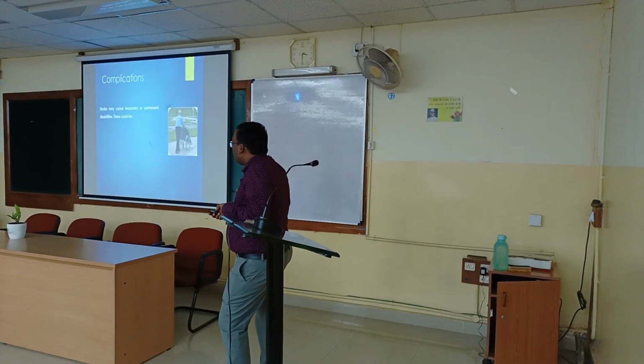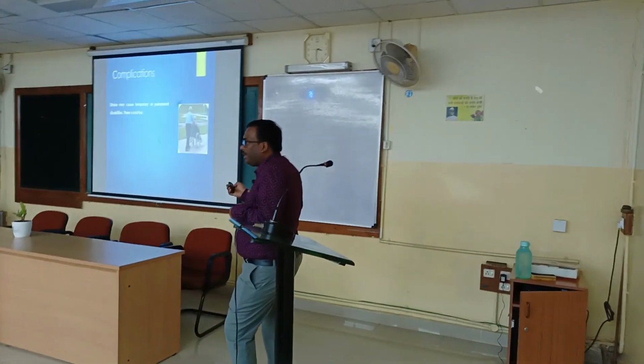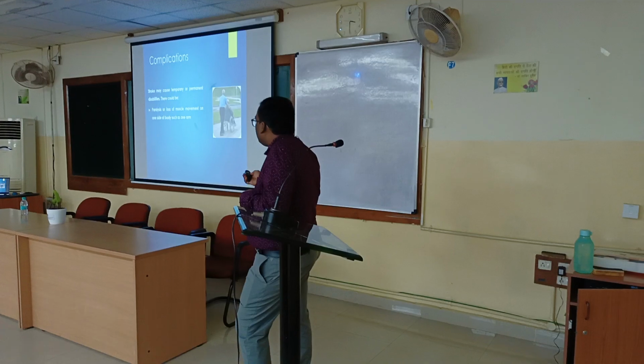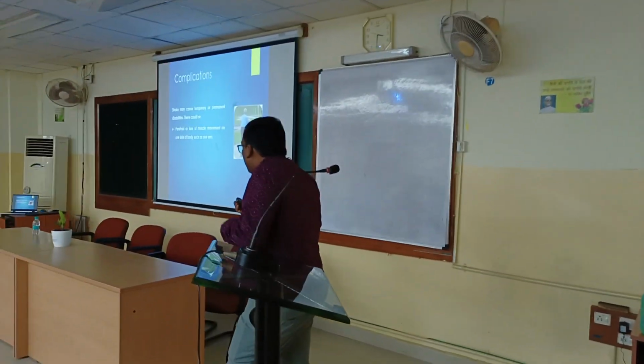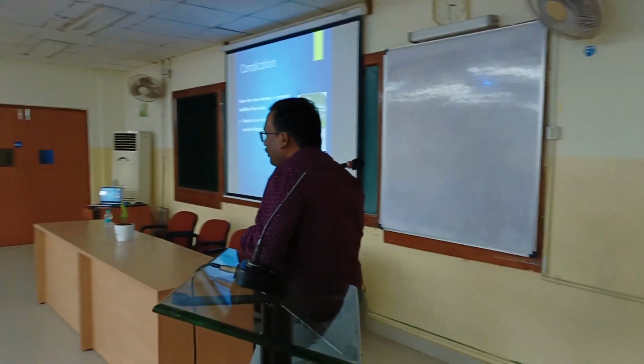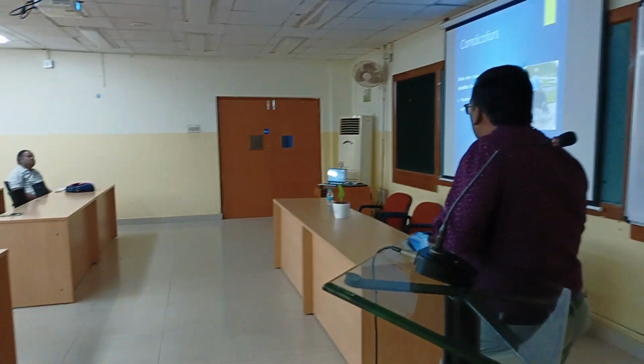So what are the complications? As I told, they can be temporary or permanent disabilities. They can have paralysis or loss of movement on one side of the body, such as one arm, one leg, or speech. Difficulty talking or swallowing. Memory loss or thinking difficulties. Emotional problems.